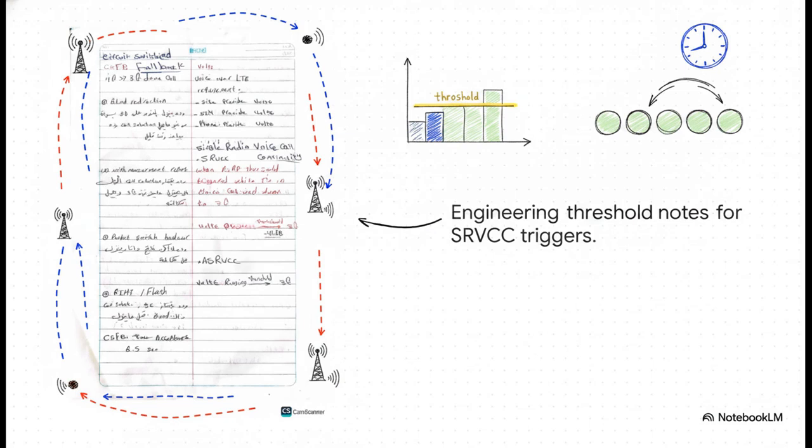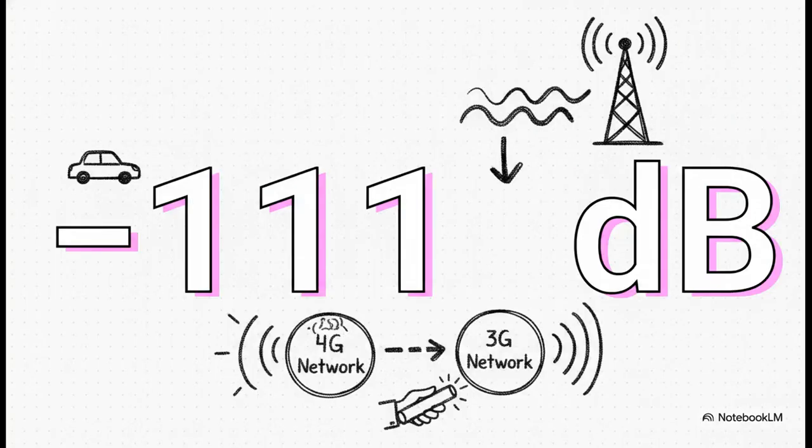Pointing back to our field notes for a second, we can see exactly how mathematically precise this baton pass has to be. Under the Volte section, the engineer mapped out the exact SRVCC trigger points. It says when RSRP threshold triggered while I'm in voice call and down to 3G. The network isn't just randomly guessing when to hand off the call. It is constantly, actively measuring your radio signal quality. Right there in the notes, you'll see the magic number, -111 dB. That is the exact mathematical threshold.